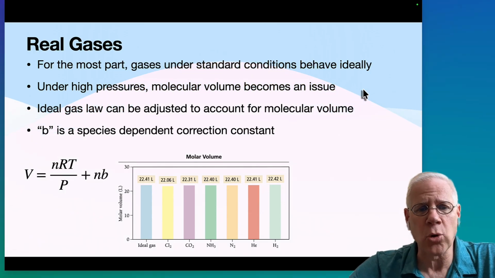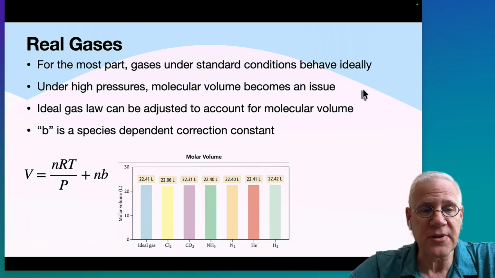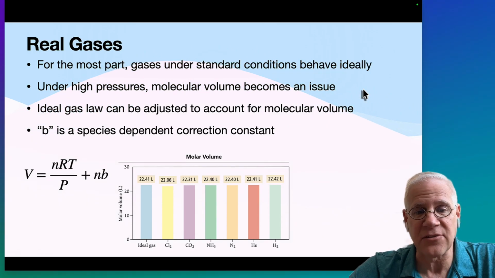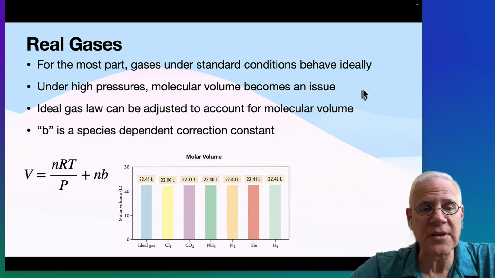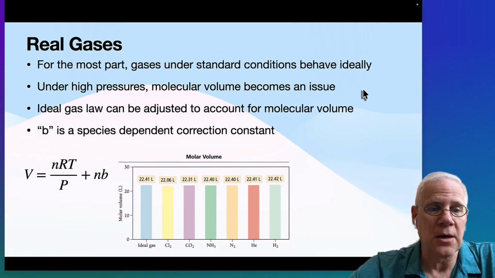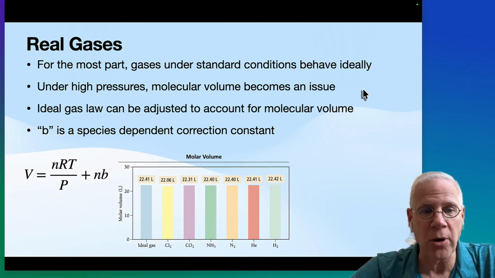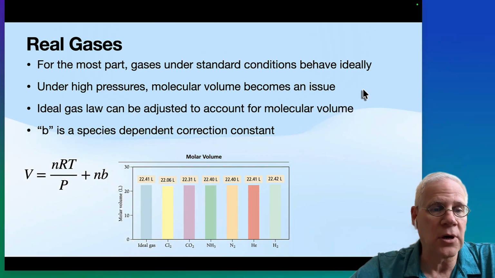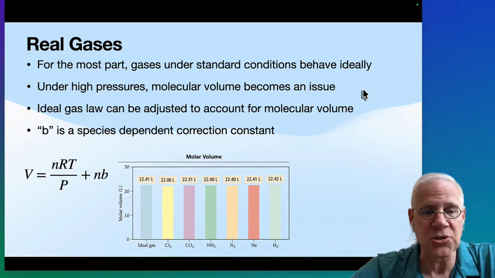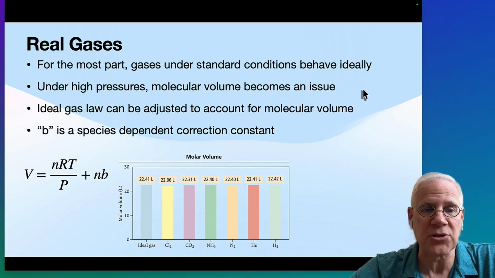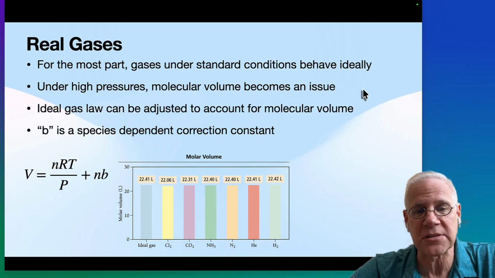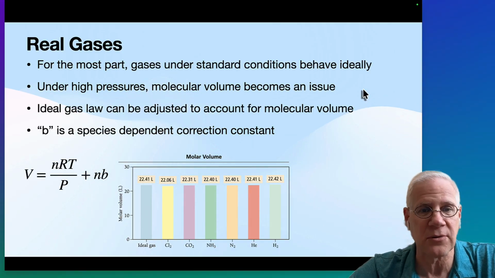Now, if we look at molar volume under standard conditions for different gases, we can see that for the most part, they stick very close to 22.4 that we would expect under 1 atmosphere, not 1 bar, but 1 atmosphere. And so 22.41 for an ideal gas. So Cl2, very big molecule actually, so it's probably got the biggest impact here at 22.06. CO2 is 22.3, NH3 is fairly ideal at 22.4, etc. You can look at the rest of those.